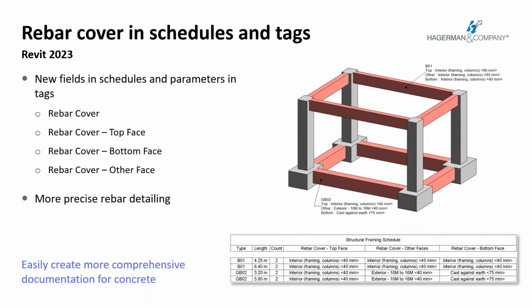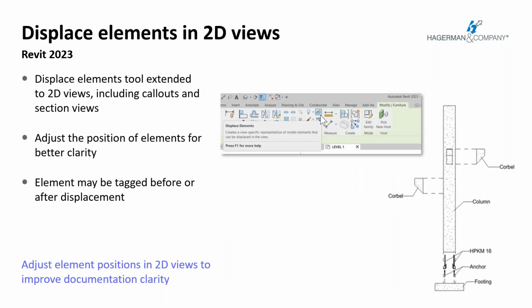Another quick one here, they just added in 4 new fields available in schedules, 4 new parameters and tags for Rebar. This one's pretty neat. In previous releases, you could displace elements in 3D, but now you can do it in 2D, and you can also tag these elements.